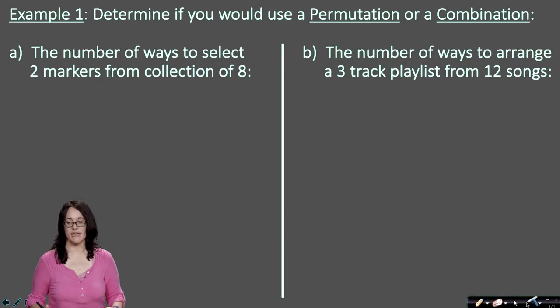Example 1 officially says, determine if you would use a permutation or a combination. What I care about more is, can you figure out which of these you're using, not can you do the arithmetic, right? You can use your calculator for that. In part A, it says, the number of ways to select 2 markers from a collection of 8.